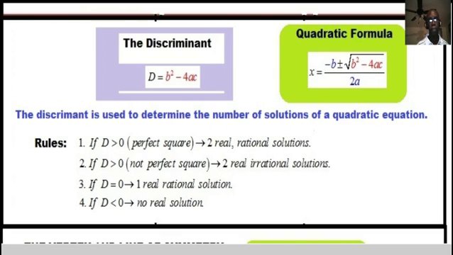2. If the discriminant is greater than 0, but it is not a perfect square, this tells us that the quadratic equation has two real solutions. But this time, these are two irrational solutions. So in solving a quadratic equation of this type, you will end up with a number under the radical which will give an irrational solution. Let us look at an example.